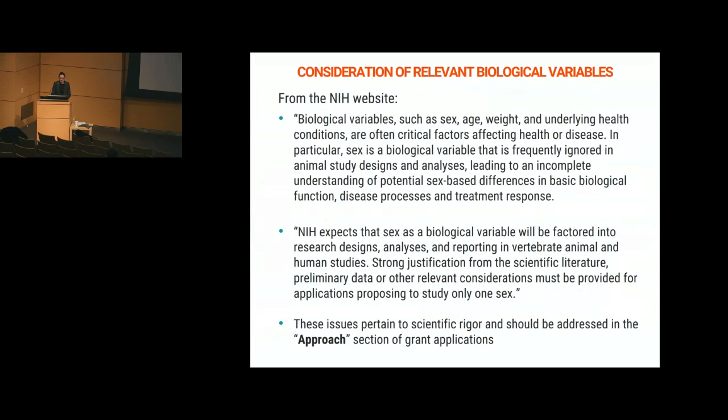NIH expects that sex as a biological variable will be factored into research designs, analysis, and reporting in animal and human studies. Strong justification from the scientific literature, preliminary data, or other relevant considerations must be provided for applications proposing to study only one sex. These issues pertain to scientific rigor and should be addressed in the approach. So even when I apply for grants that evaluate a new statistical method, where I don't include any human subjects, I have to include why this is not applicable.